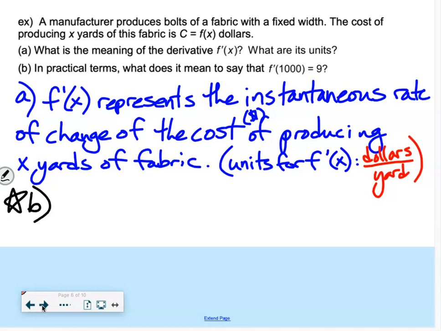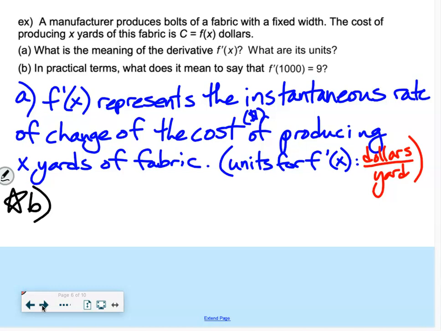So hear my voice when I show you what to do, follow it. Learn this and just have this stick in your head every time. When you have to explain a meaning of a derivative with numbers, you always start with the input first. Don't jump in and try to talk about what a derivative is. You always start with the input first.